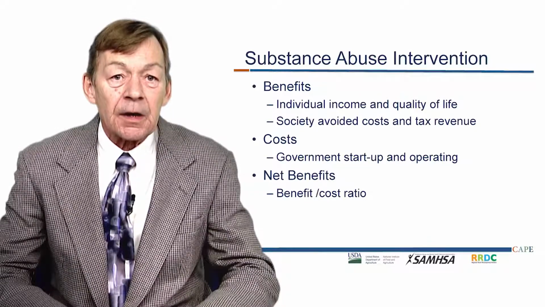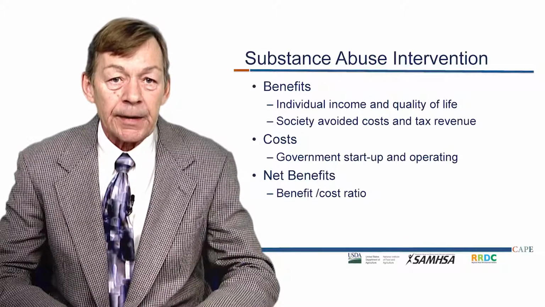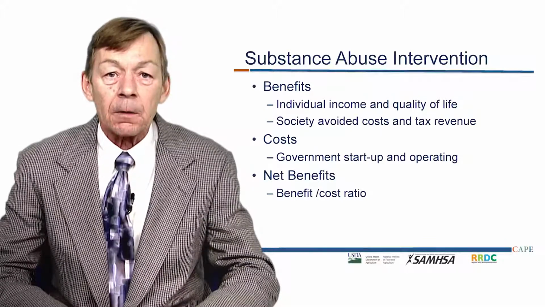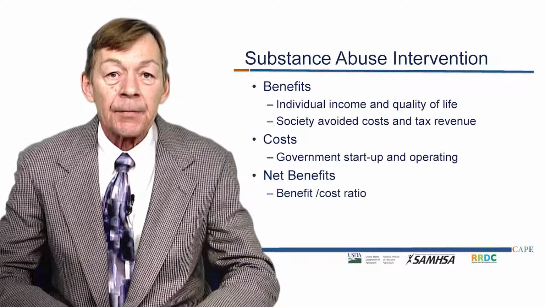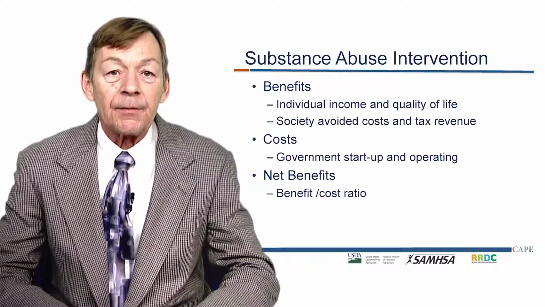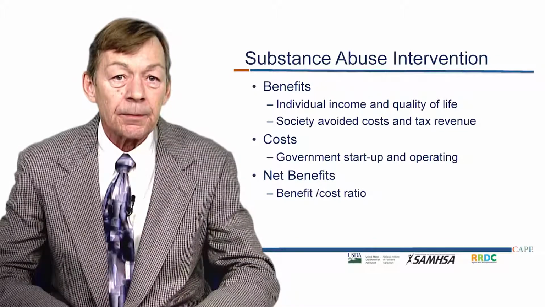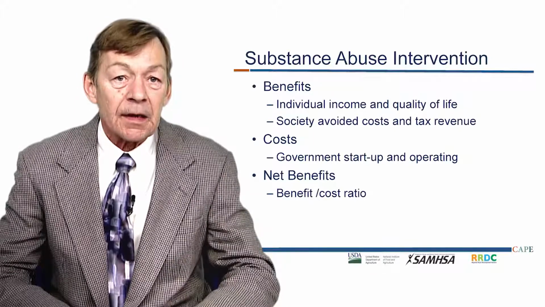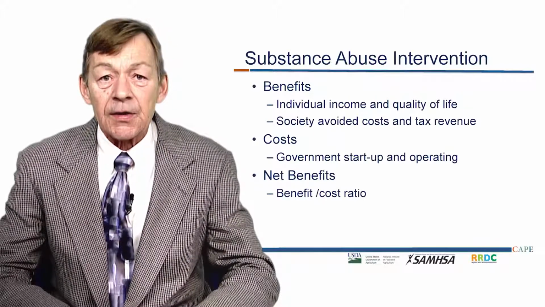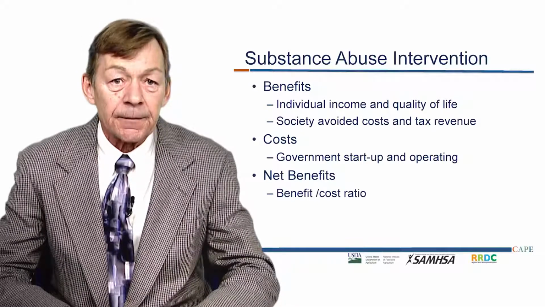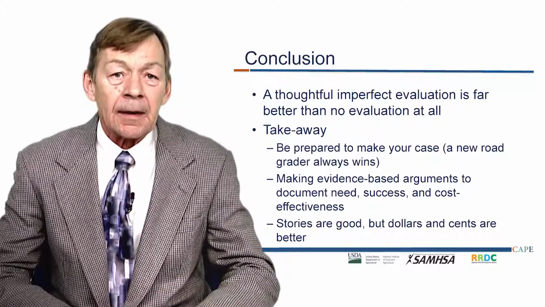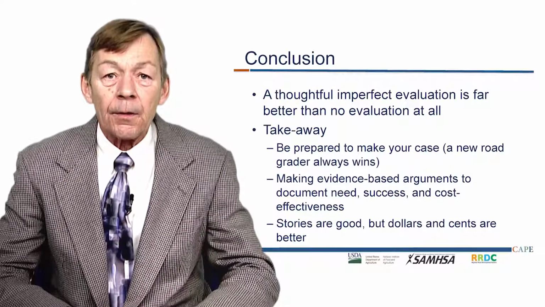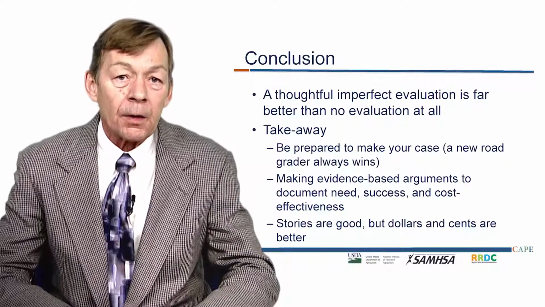The benefits of intervention included enhancing the income earning potential of the person treated. Treatment also enhanced the quality of life for the person and his or her family. Society in general avoided the costs associated with lost productivity and punitive intervention. Productive activity by the person seeking treatment generated more tax revenue. It also freed revenue for other needs. The costs included the resources needed to start and operate the intervention. He compared the benefits and the costs and concluded the intervention both paid for itself and generated a surplus. Mark acknowledged that his cost-benefit analysis was far from definitive or perfect. His conclusion was that a thoughtful, though imperfect evaluation was far better than no evaluation at all.